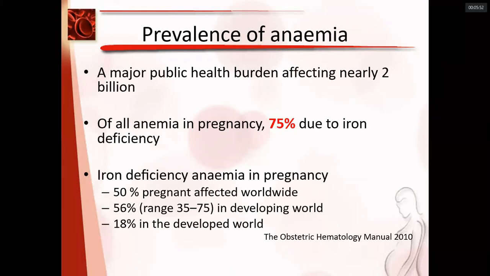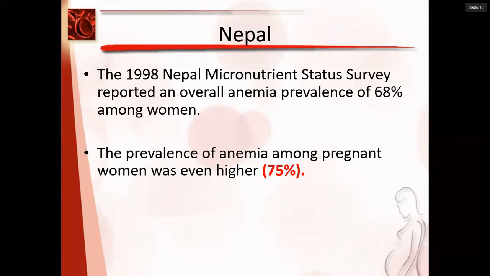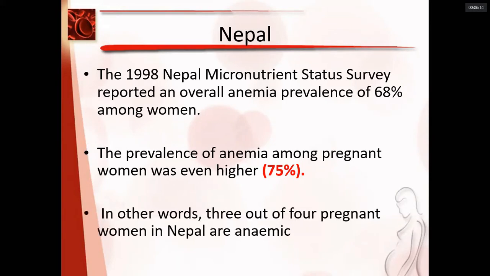If we see the scenario of Nepal, which is a less developed country, in our context, there is an overall anemia prevalence of 68% among women. And among pregnant women, it was even higher. It was 75%. So most of the patients that we see are anemic. In other words, 3 out of 4 pregnant women in Nepal are anemic.